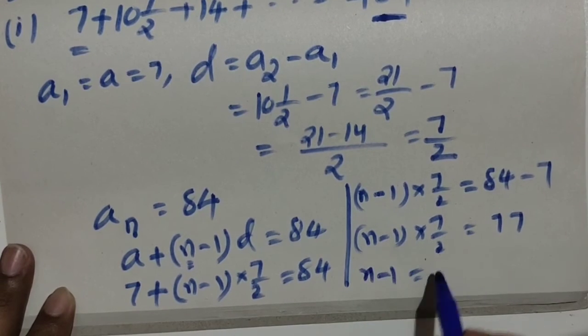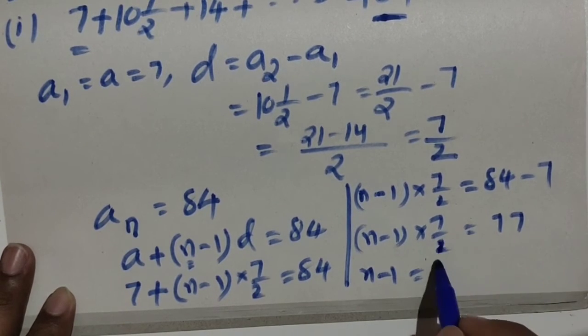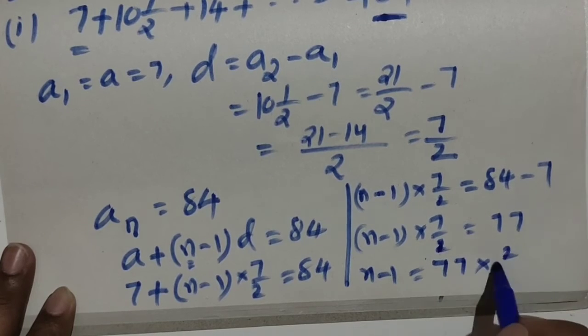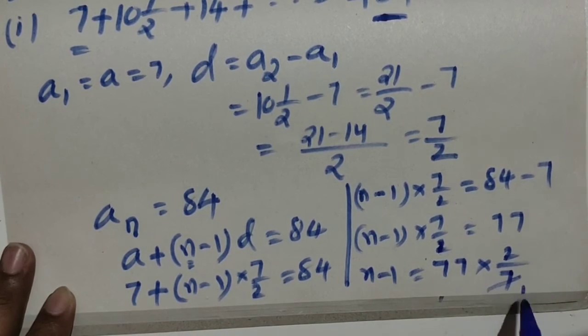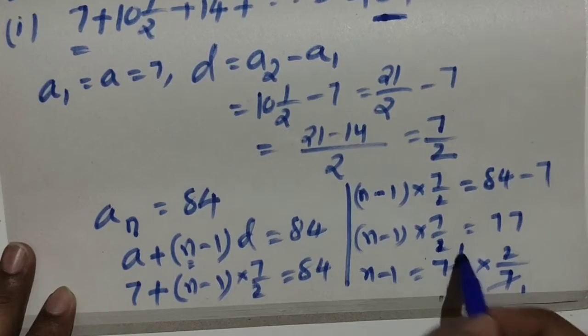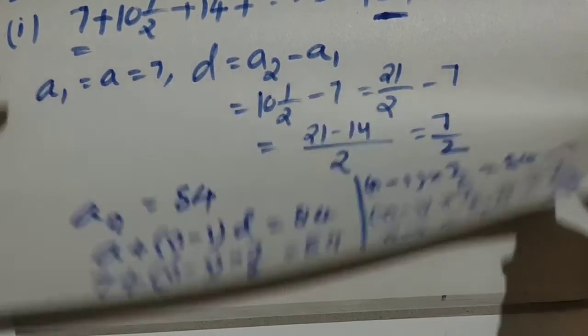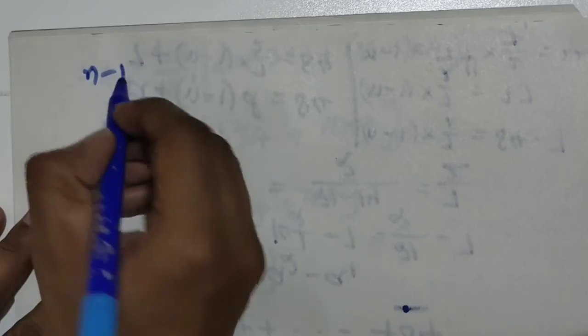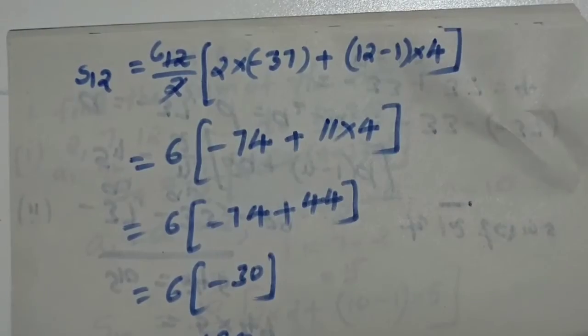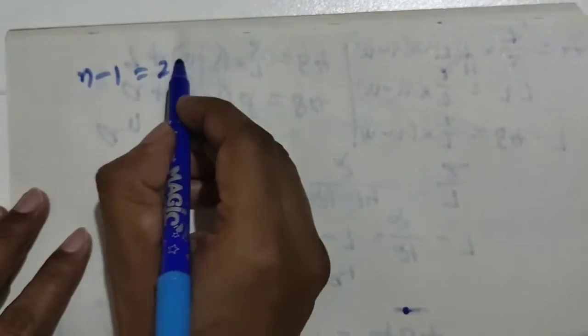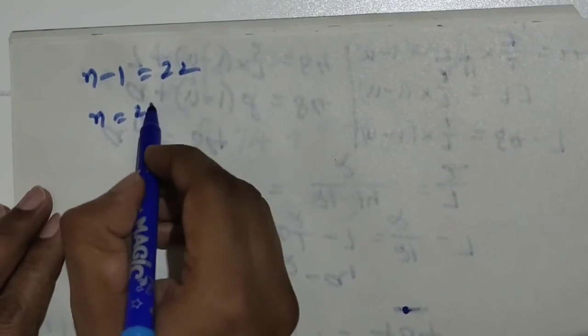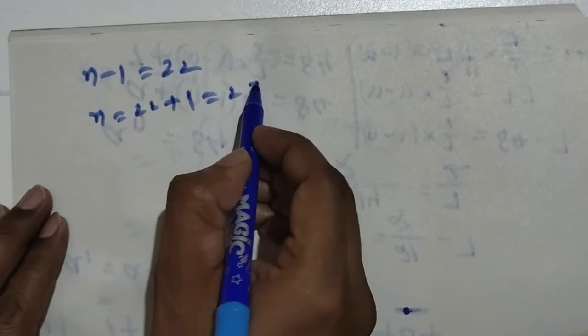Then n minus 1 is equal to, by transposing this 7 by 2 to that side, we get 77 into 2 by 7. By cancellation, 7 ones are 7, 7 elevens are 77, that is 22. So n minus 1 is equal to 22. Then n is equal to 22 plus 1, that is 23.